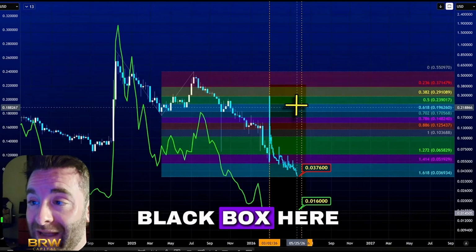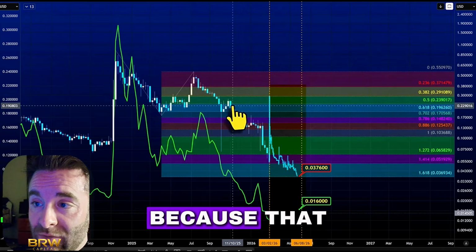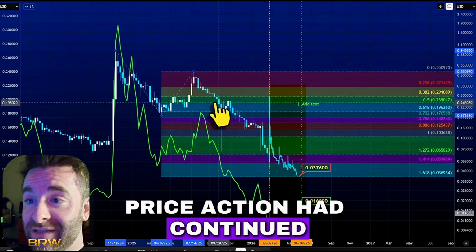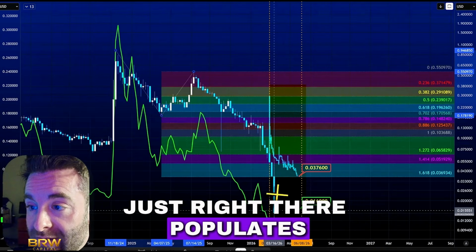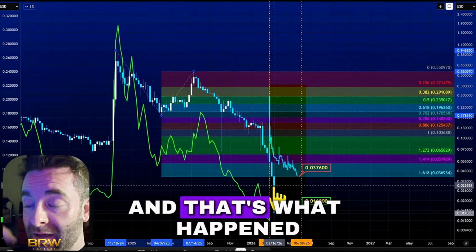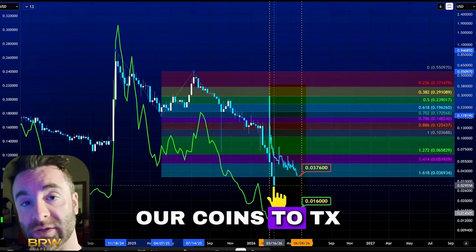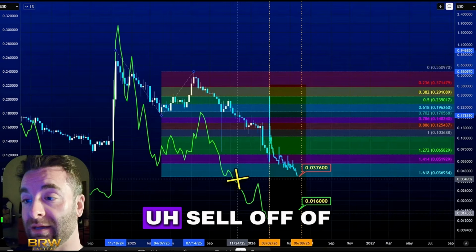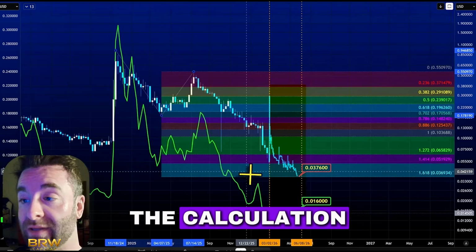Now I have this black box here, and you see how it blacks things out. The reason I did that is because that price action had continued to go on. You can see right there, it populates when I just hover over it. That's what happened when we sold off and merged our coins to TX. So that was the sell-off of Sologenic, and we really want to avoid that. It's not part of the calculation.